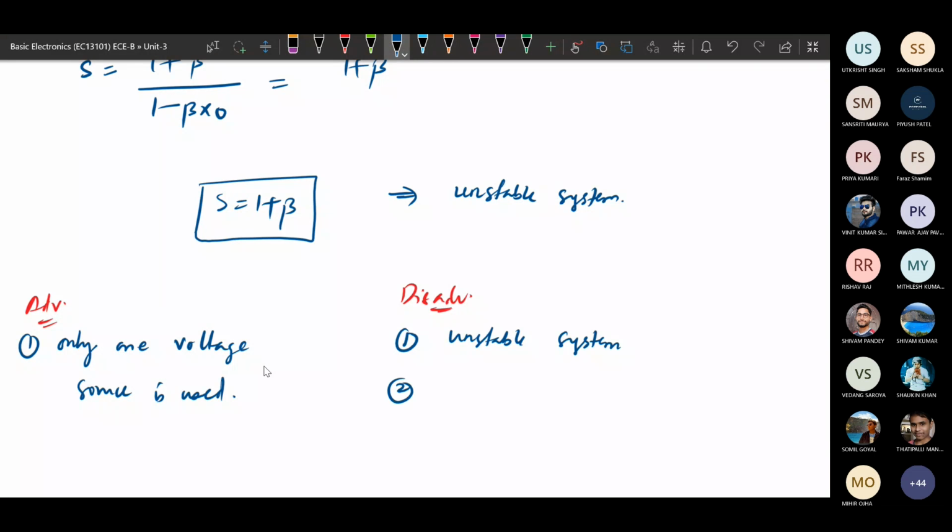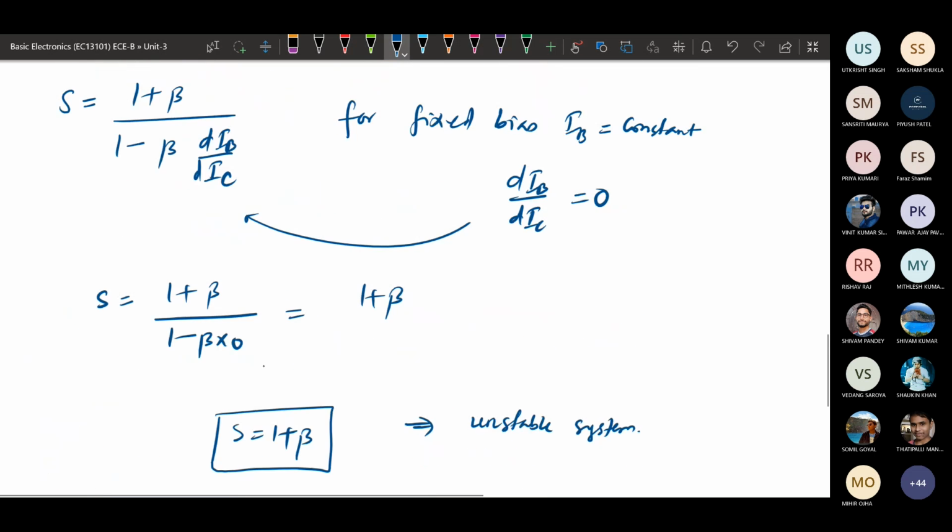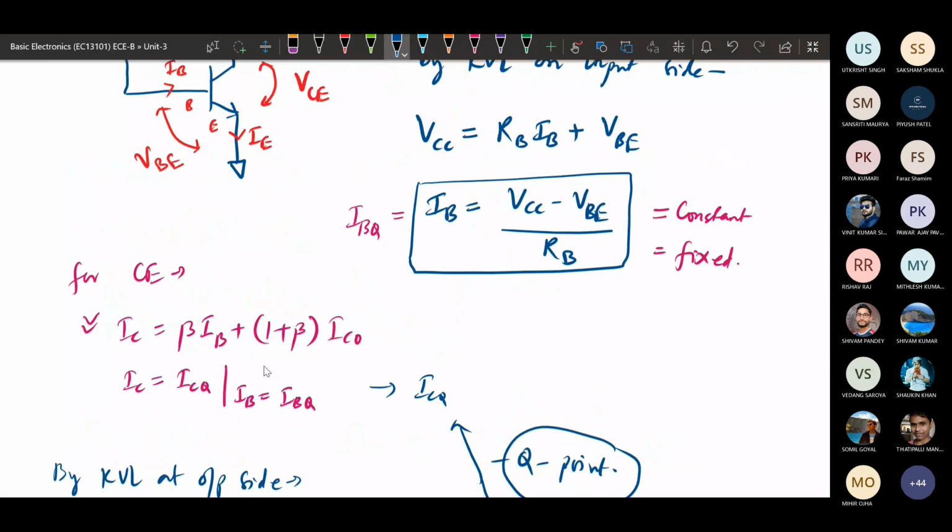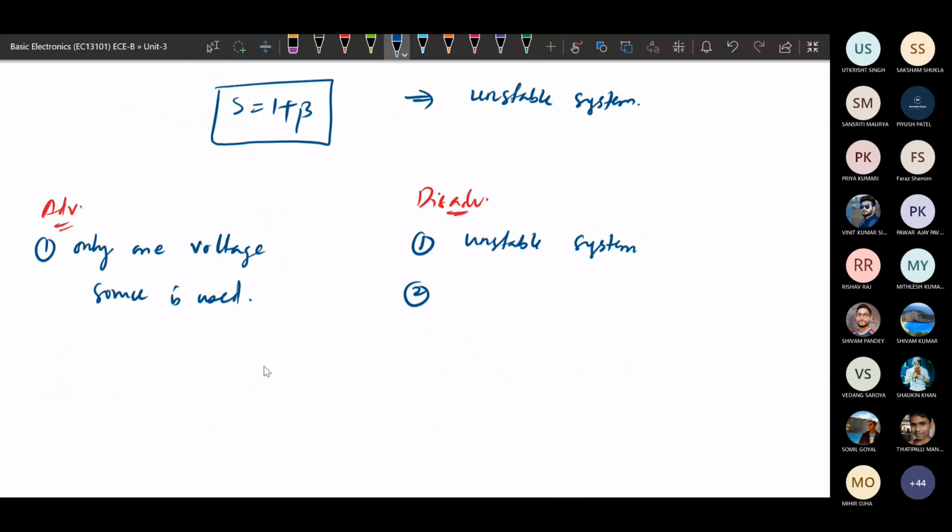Also another disadvantage is that the current is basically decided by RB, if VCC is fixed and VB is already fixed. To provide IB in microamperes, because IB is generally in microamperes, the RB value should be very high. Okay, so we need to have a high RB value. This is the disadvantage in case of this fixed bias circuit. So this is all about the fixed bias circuit.